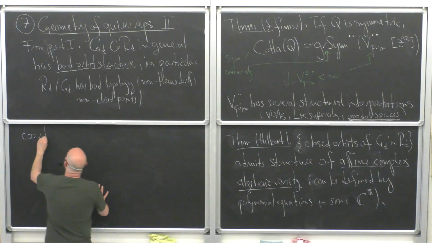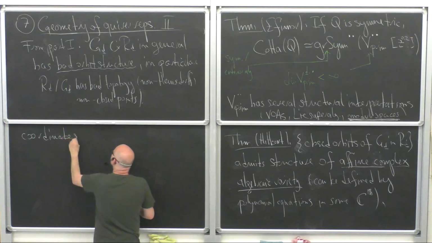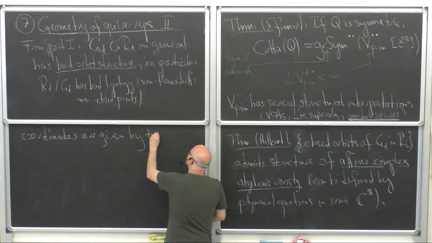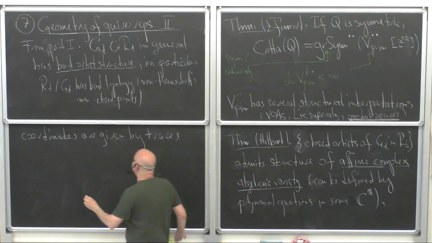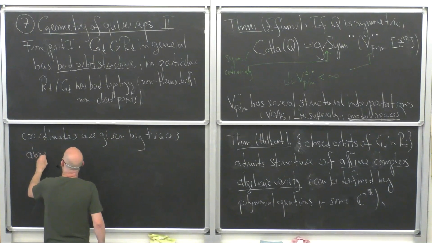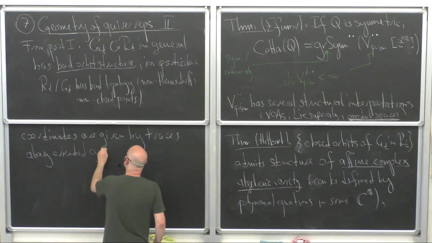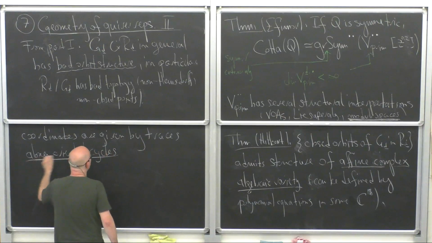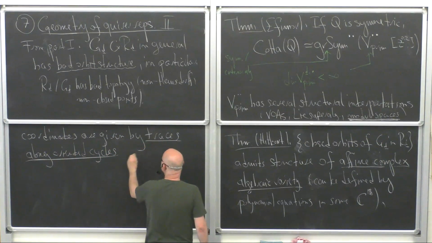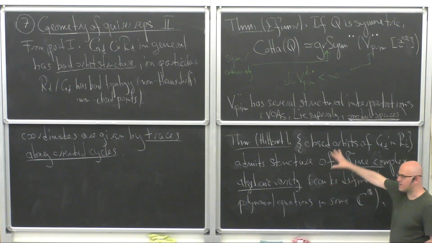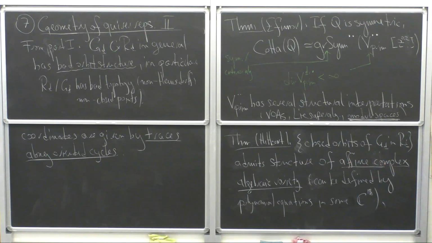You need coordinates. Coordinates are given by traces along oriented cycles. This is a bit mysterious, but that's the slogan you have to remember, and then you can work this out in any example. And if I formulate it like this, it's not only the theorem of Hilbert from 1900, but that's also a theorem of Le Bruyn and Procesi from the late 1970s.